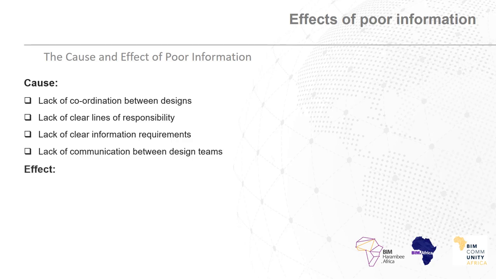So what are the effects of poor information? Well, abortive work, for one. For example, there is no need for both task teams to draw the stairs. The time taken to duplicate the work of another team does not add value to the project and increases the risk of errors being produced.